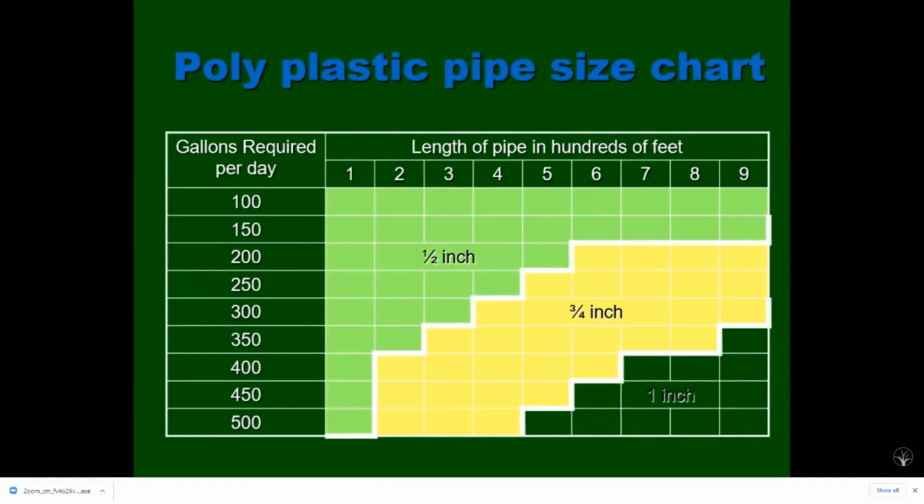There's nothing worse than going out and buying a certain size pipe and putting it in and then finding out it's not big enough. So we'd be happy to look over your system and figure out what size pipe you need if you're going to put in a pressurized water system for your grazing system.